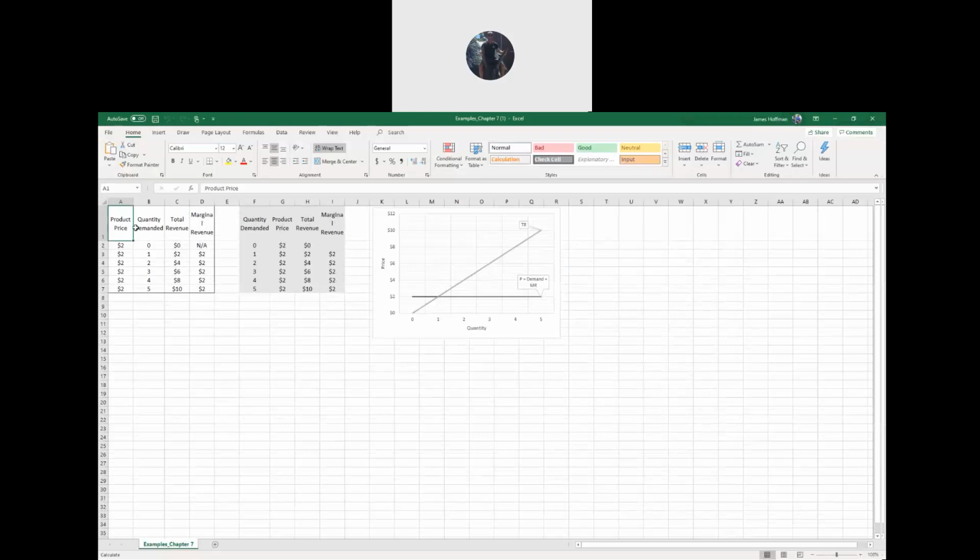Okay, so if you wanted to see the Excel file for this, you don't have to do this, but I posted it under the study guides, where I just showed how I got the total revenue, the marginal revenue, and just made a little graph. Okay, so that's how I got that stuff.